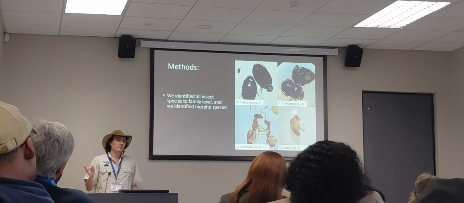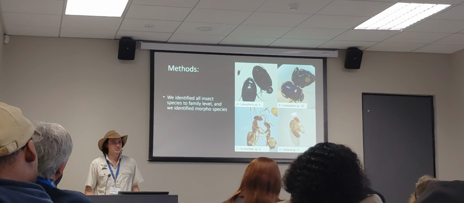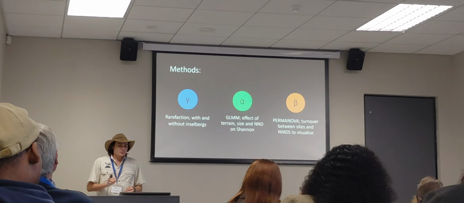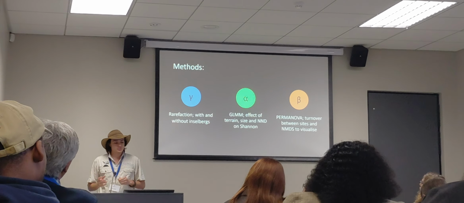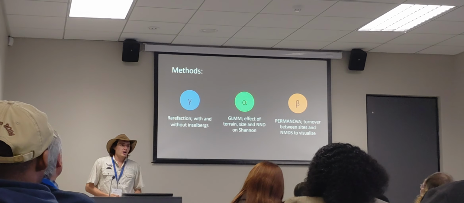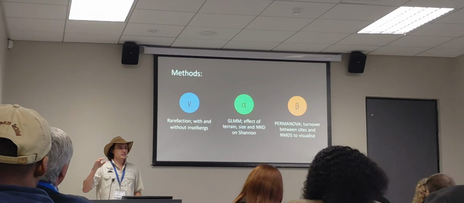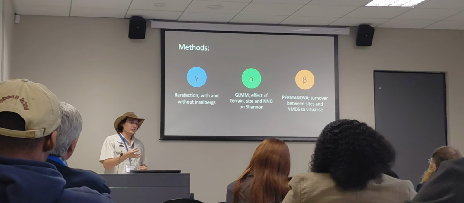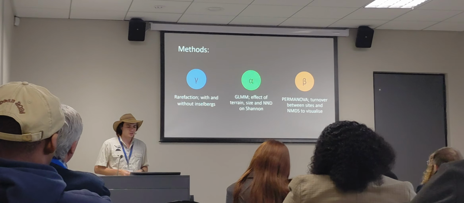First to family level, and then we divided them into morpho-species, where we found 322 different morpho-species across 8 inselbergs, across 40 different transects. And then we calculated rarefaction curves to see if we did reach an asymptote with these species on these inselbergs, and we also used generalized linear mixed models to determine whether the terrain, basically the slopes or the summits, and the size and the nearest neighbor distance of these inselbergs have an influence on the alpha diversity, the amount of species that can be found on these inselbergs.